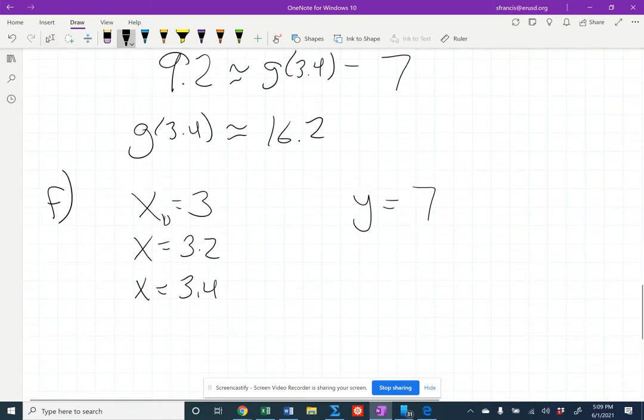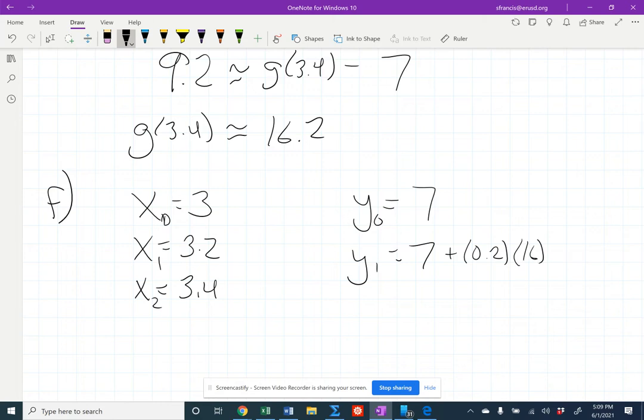This is x sub 0, y sub 0. So y sub 1 is going to be the previous y value plus h, the step size, which is 0.2, times the derivative at the previous value. So the derivative at 3 is 16 right here. What is this? This is going to be 10.2.